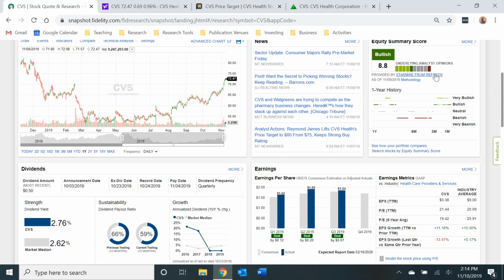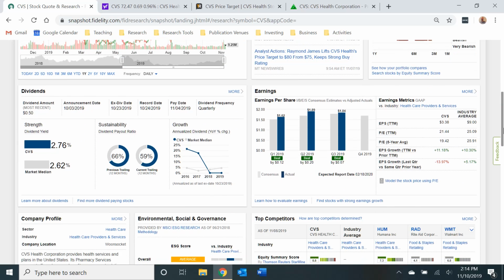Now, a couple other cool things to look at on the Fidelity page. There's, of course, the analyst rating, 8.8 out of 10. So analysts are fairly bullish on CVS. That tells you that analysts are pretty excited about this stock. They think it's a good buy.